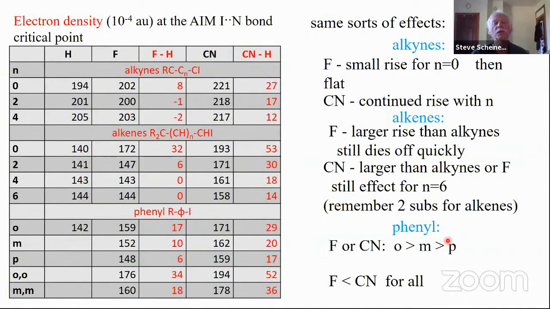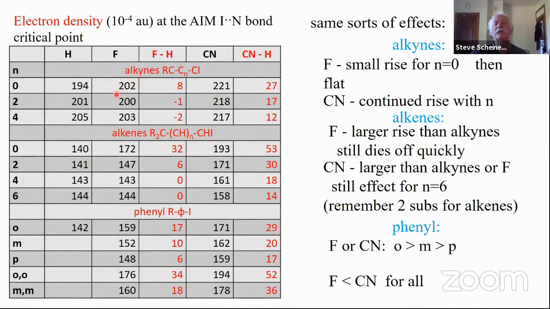Now we're shifting over to another measure of the bond strength, which is the electron density at the bond critical point as measured by AIM. And all of these are in units of 10 to the minus 4th AUs. So 202 would be, in normal language, 0.0202. So these are sort of classic ranges for non-covalent bonds. And the bond order increases slightly for the alkynes as we get further away, no effect for the alkenes.